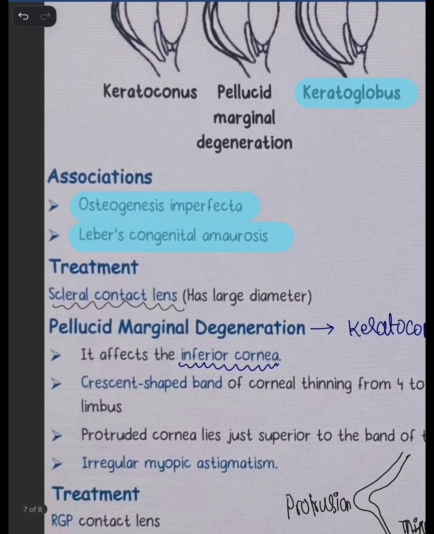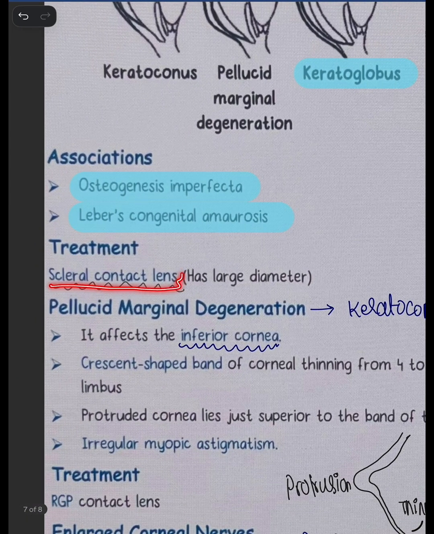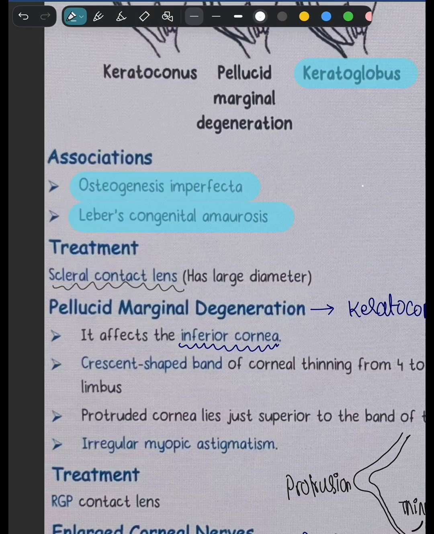And the treatment is the scleral contact lenses. The scleral contact lenses have a large diameter, as the whole of the cornea is protruded and thinned out. So we will use contact lenses that cover the sclera and the cornea. These are called the scleral contact lenses.